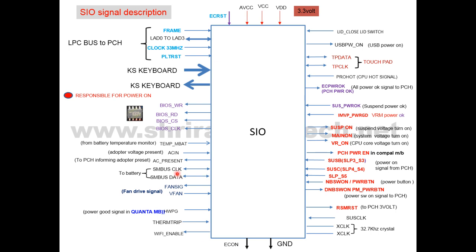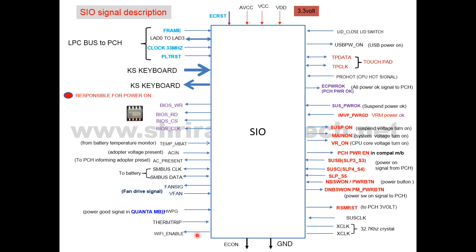Now we'll go to this side. Okay, so we'll start from this side. So Wi-Fi enable signal: SIO turns Wi-Fi on, enable or disable, by sending this signal.